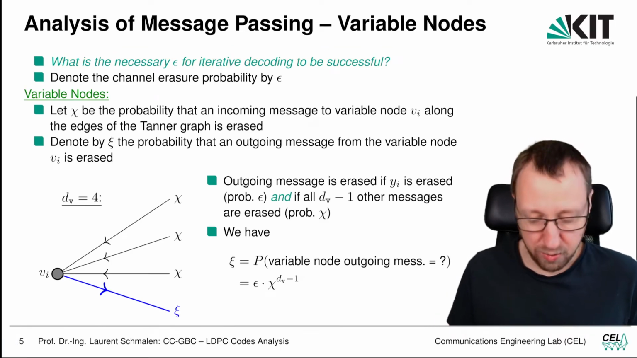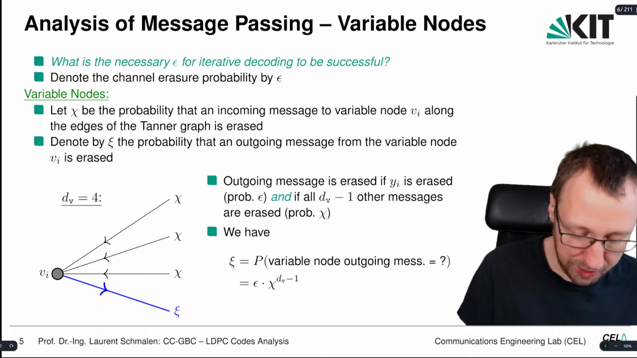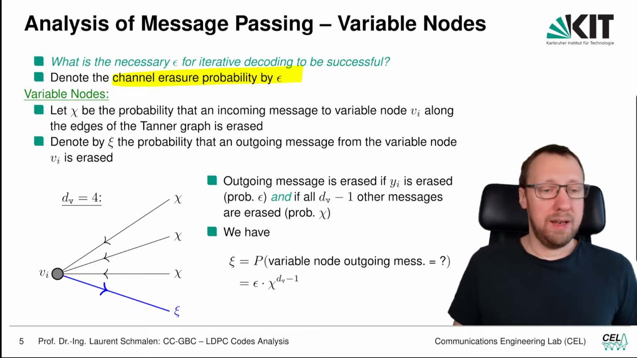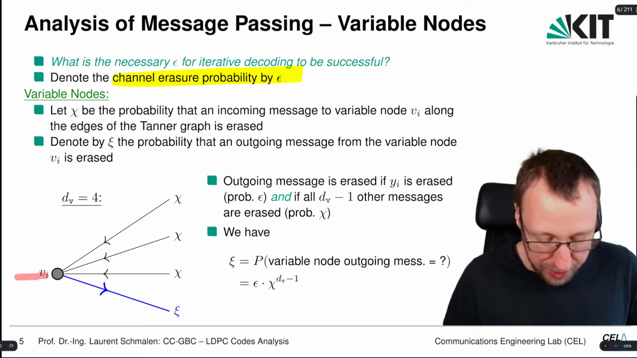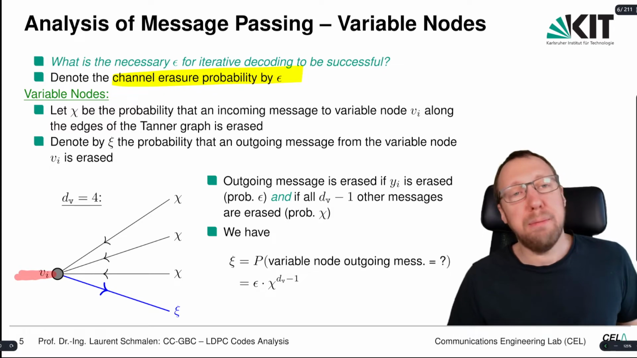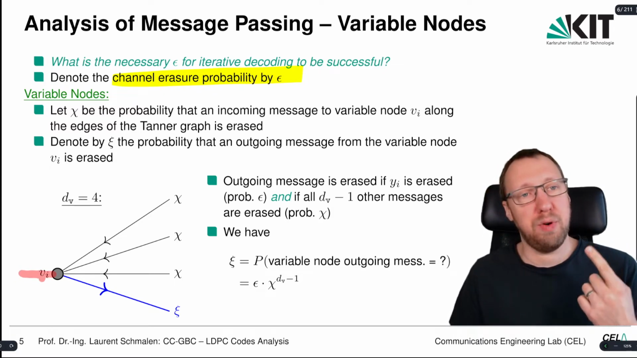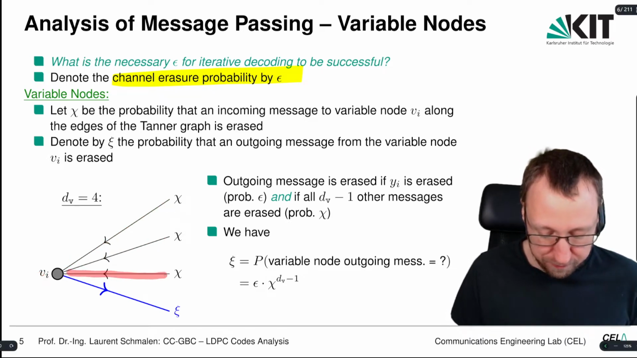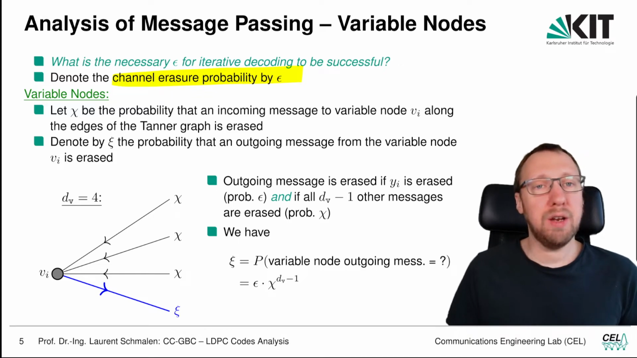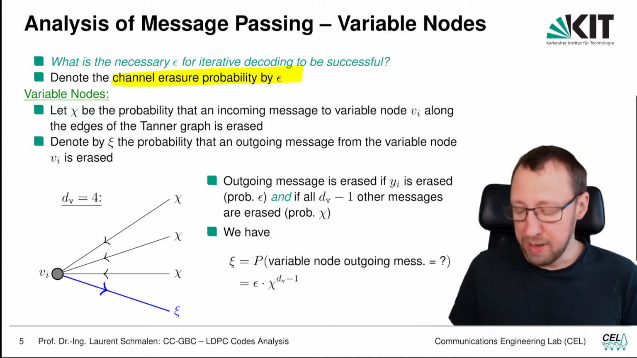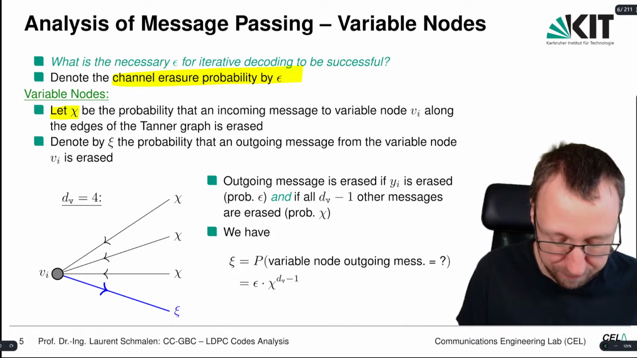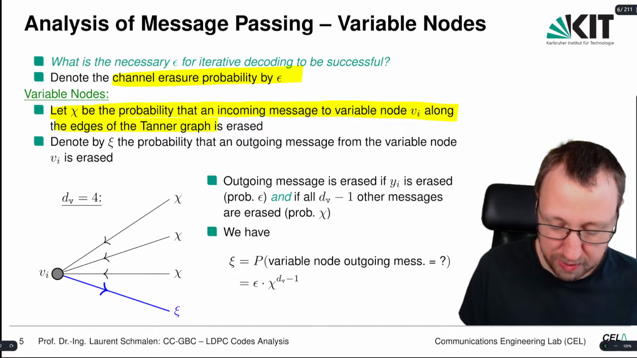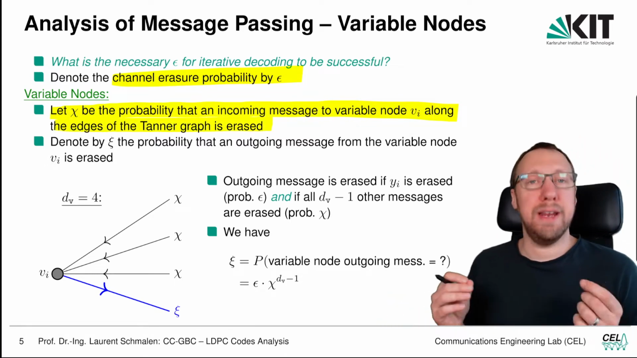We start by looking at the variable nodes. So the channel erasure probability is called epsilon. And now in the variable nodes, the variable node is connected to the channel. The message coming from the channel is erased with probability epsilon. And then we have messages coming from the check node. Messages coming from the check node are erased with a certain probability, which we denote by chi. Chi is the probability that an incoming variable node message along the edges of the Tanner graph is erased.